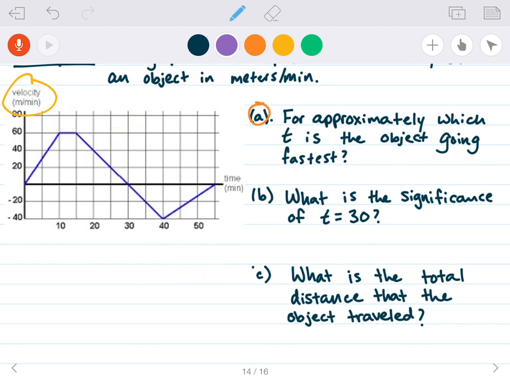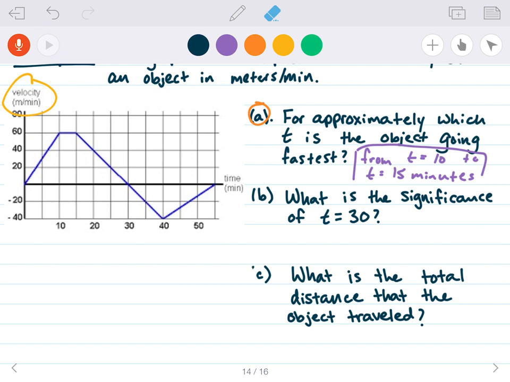All right, so when is it going the fastest? Well, right here. So it's going fastest from t equals 10 to t equals 15 minutes. Because that's where it peaks on the velocity curve. But again, if this thing did reach negative 60, you would have two answers, because the speed is the same, it's just different directions.